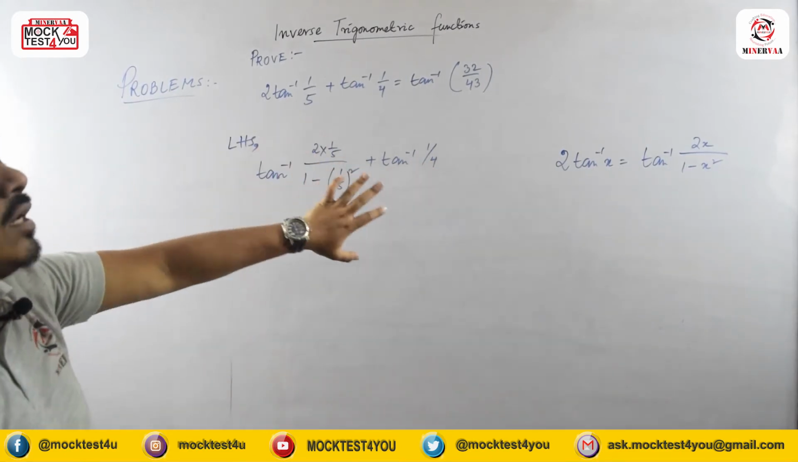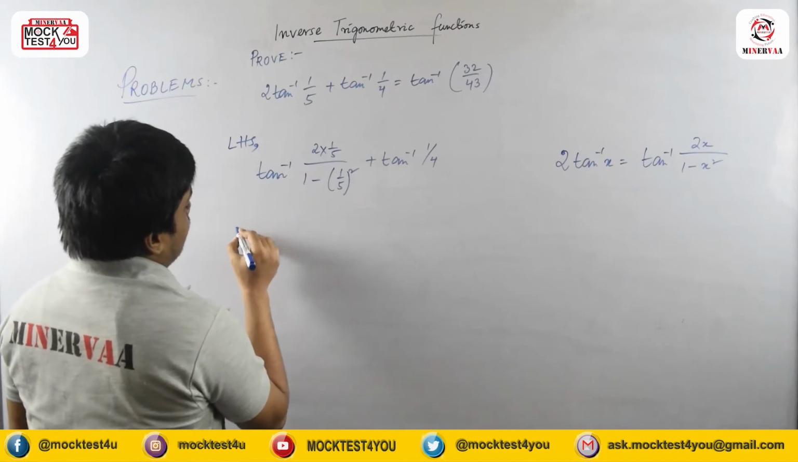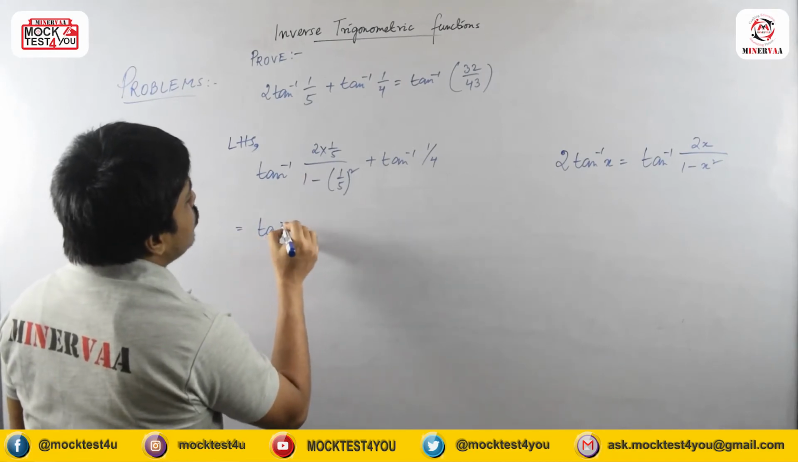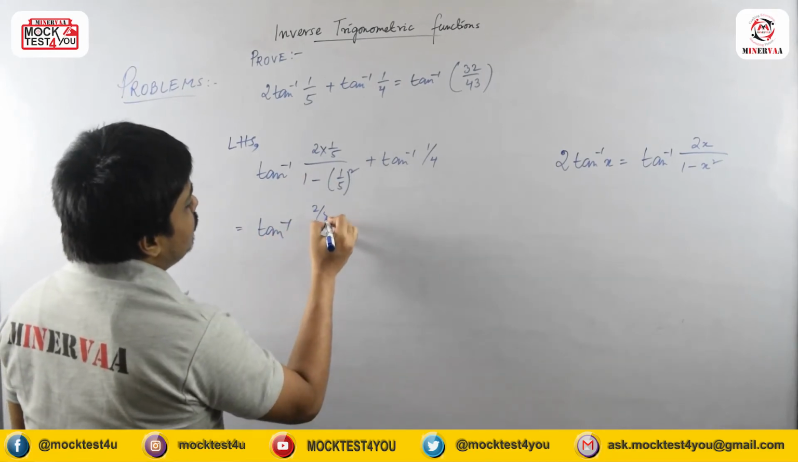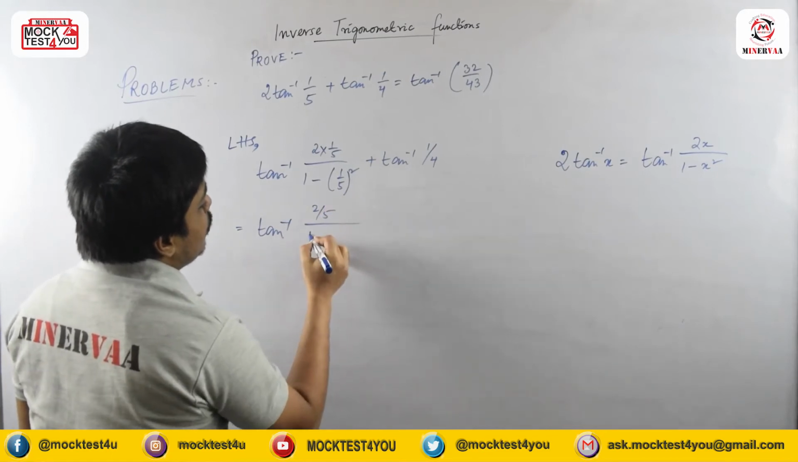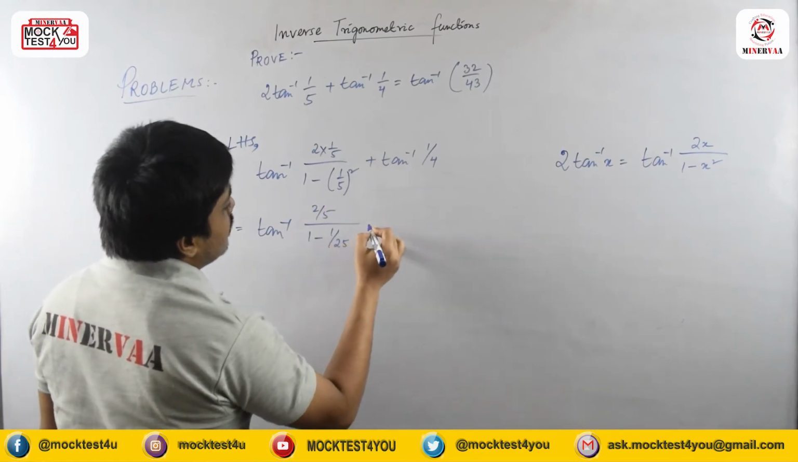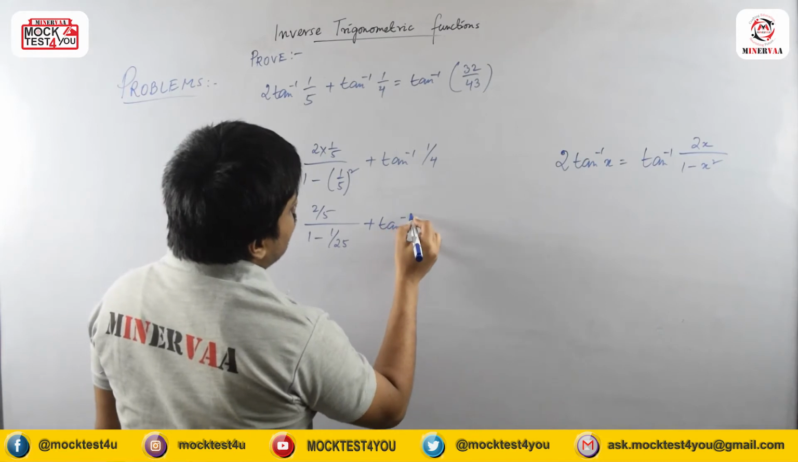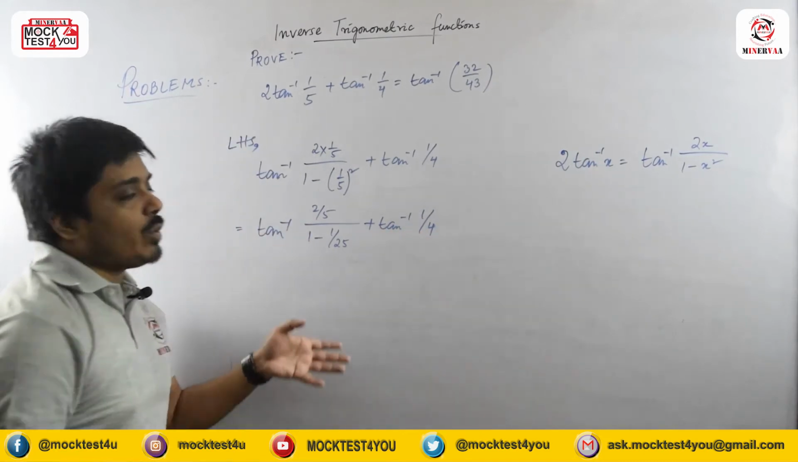First we simplify this one. Then we'll get to deal with that one. So tan inverse, this one is coming out to be 2 by 5, and this one is coming out to be 1 minus 1 by 25, plus tan inverse 1 by 4. So this is what we have.